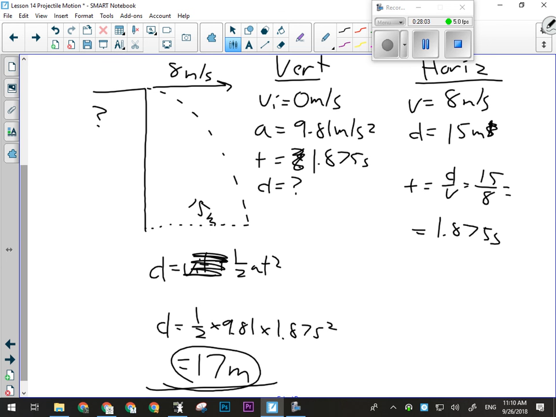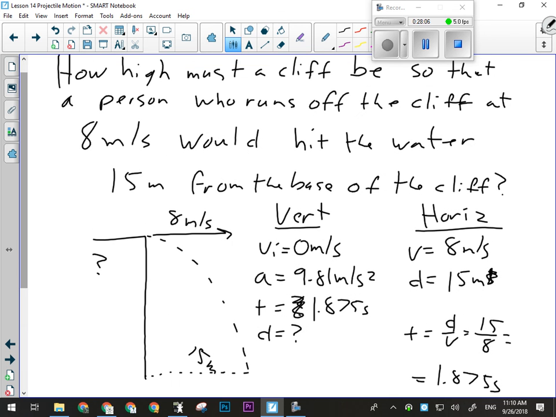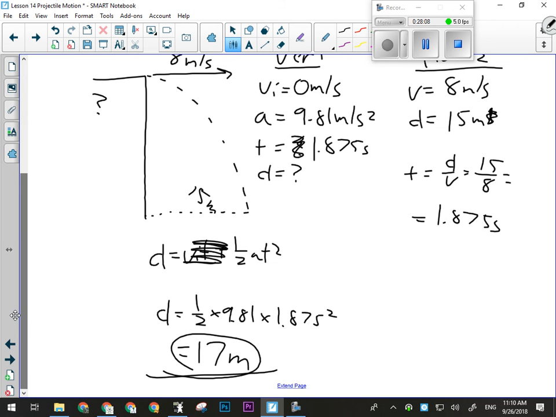Yeah, I would have it one significant digit because I only used 8 here instead of 8.0. So it would be 2 times 10 to the 1 meters. All right, everybody follow how that one works?